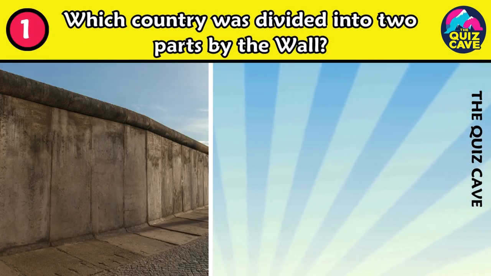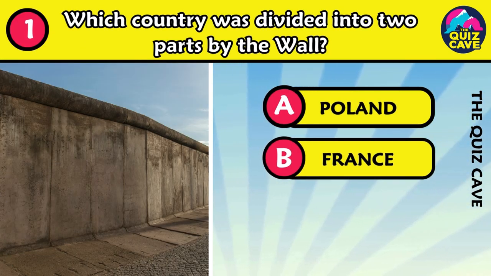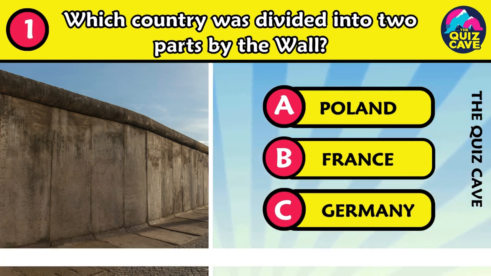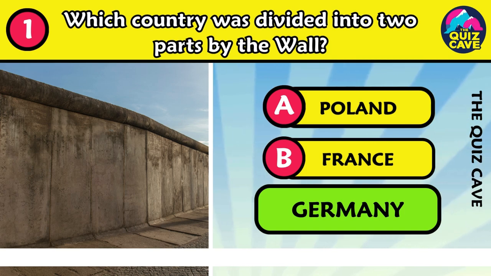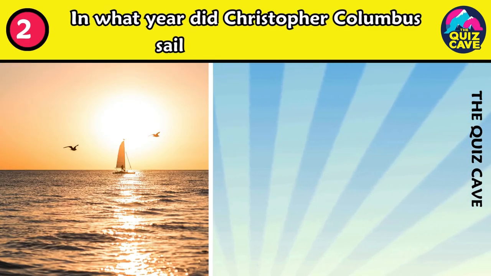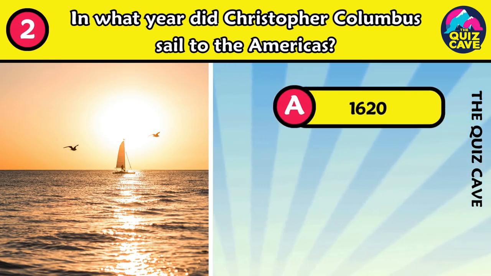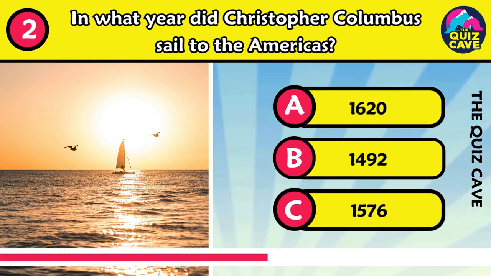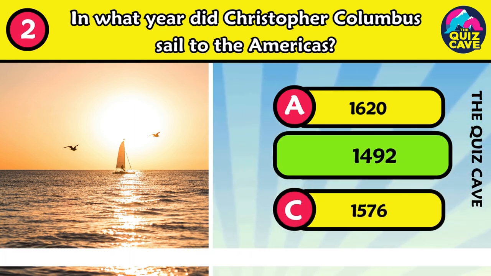Which country was divided into two parts by the wall? Germany was divided into parts by Berlin Wall. In which year did Columbus sail to Americas? 1492. Great.